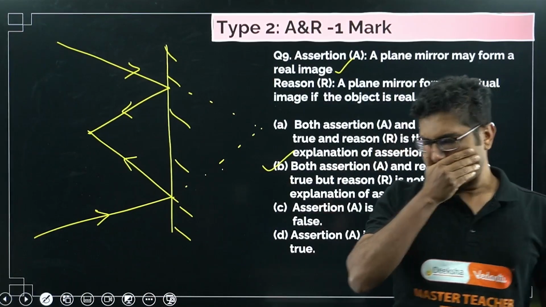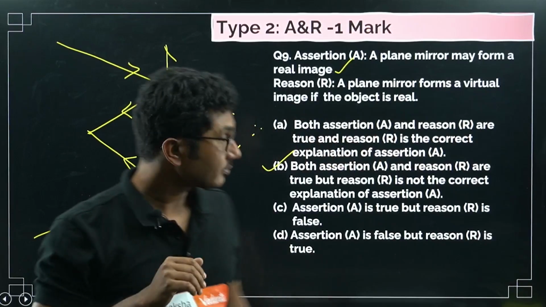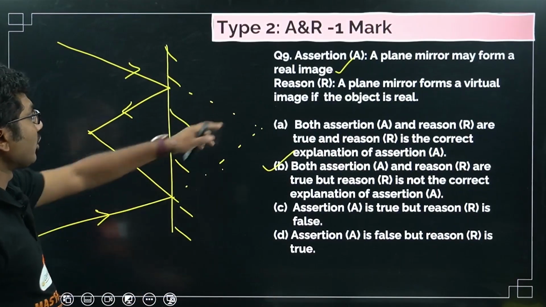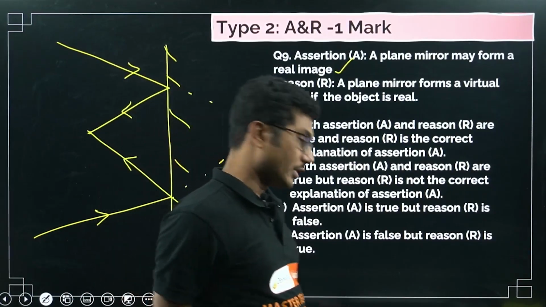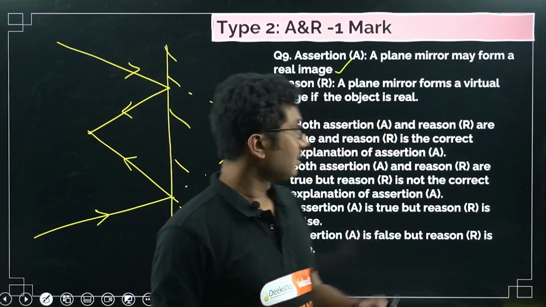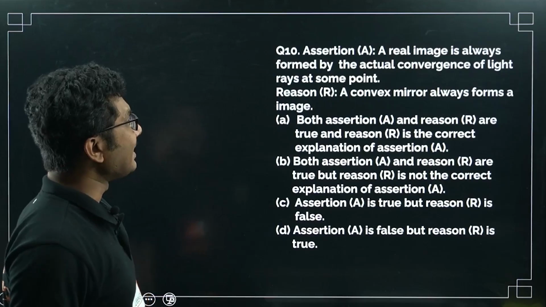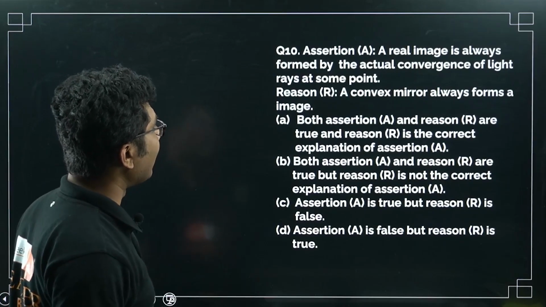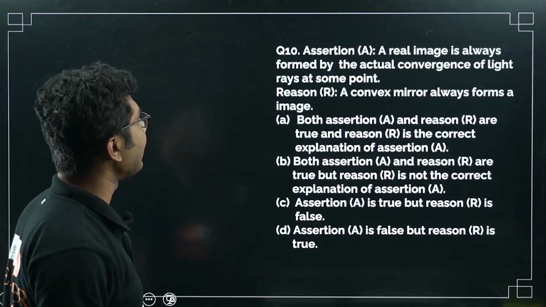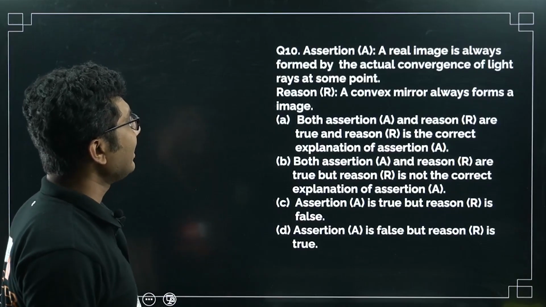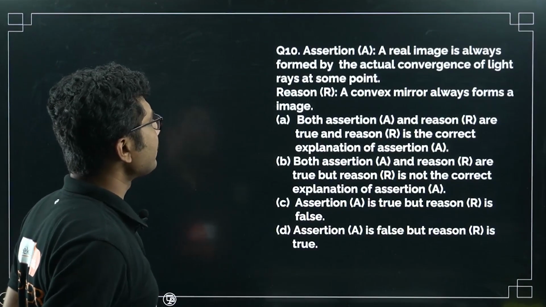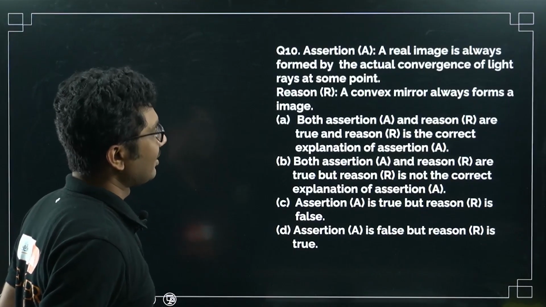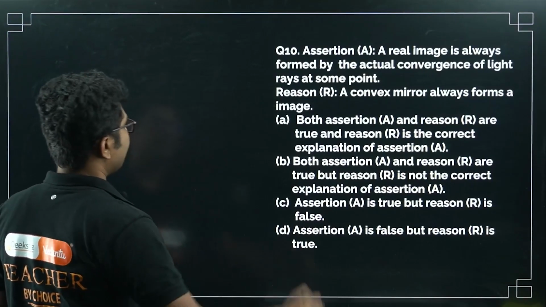So this is a virtual object, and this is a real image. So a plane mirror can produce a real image under certain conditions. Now, a real image is always formed by the actual convergence of light rays at some point. Yes, correct. A convex mirror always forms a real image, I think.